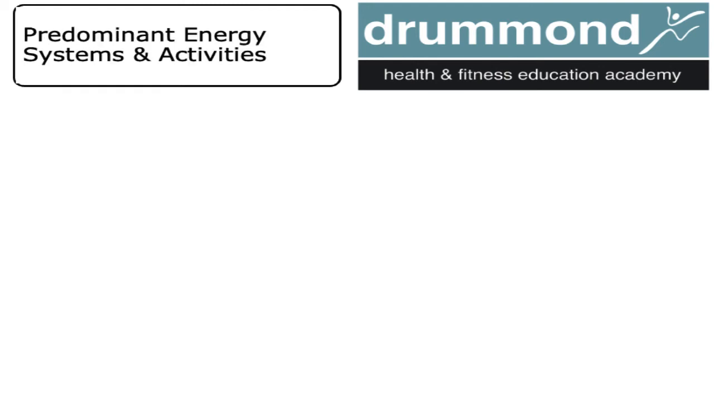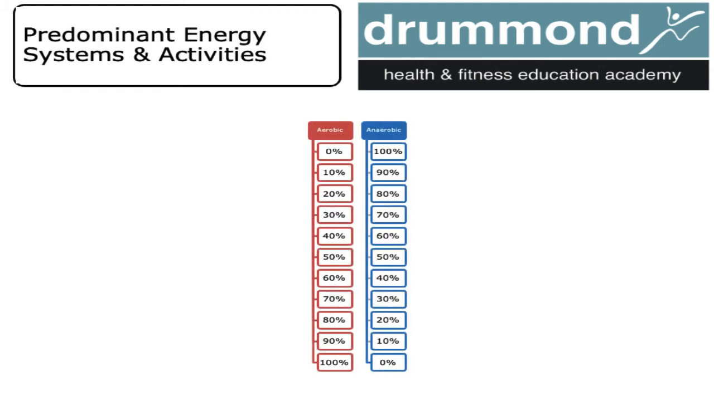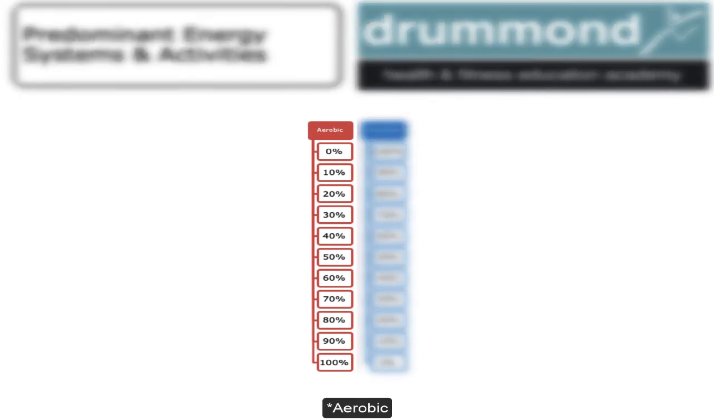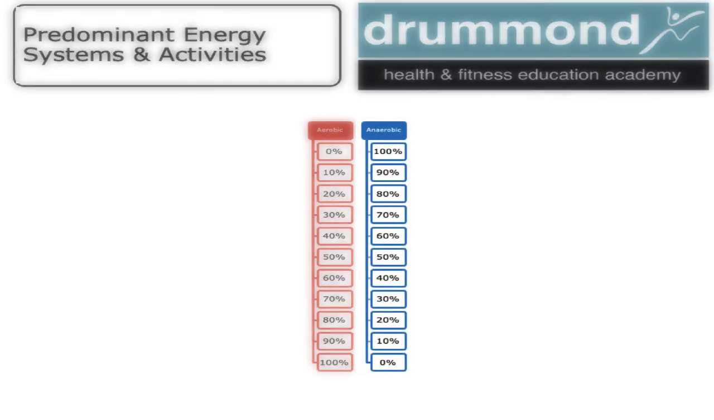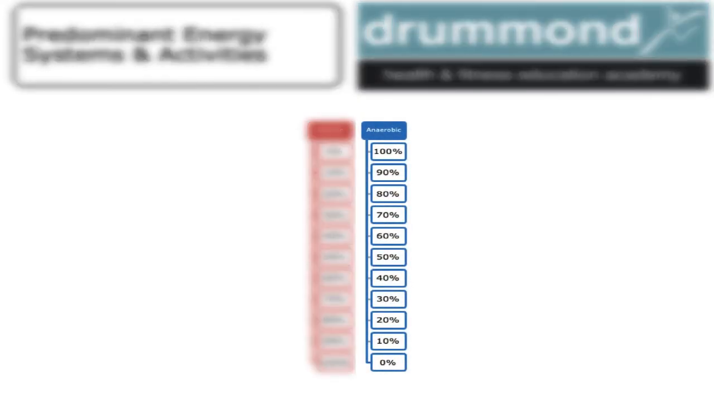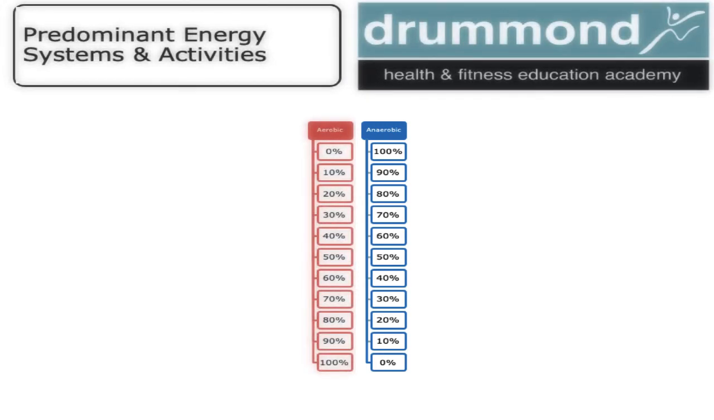Predominant energy systems and activities. On the left-hand side, you can see there's a scale when it comes to aerobic, from 0% up to 100%. And on the right-hand side, you can see there's a scale of anaerobic from 100% down to 0%. We're now going to label this diagram with activities determined upon whether they're more aerobic or anaerobic.